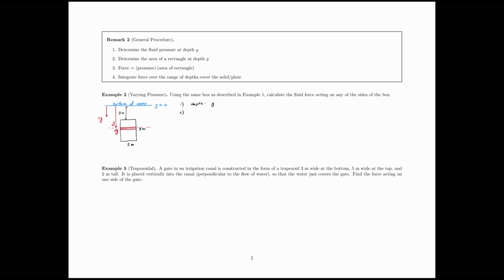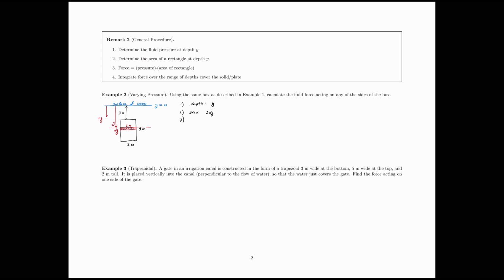Okay, so we know that the thickness, or the height, is dy of this rectangle. We need to know the area, so that means we need to know the width. Well, the width is easy in this case because the width is constant. Doesn't matter where we consider our thin little horizontal strip, the widths are always the same, and that is 2 meters. So the area of our rectangle at a depth of y is 2 times the thickness, dy.